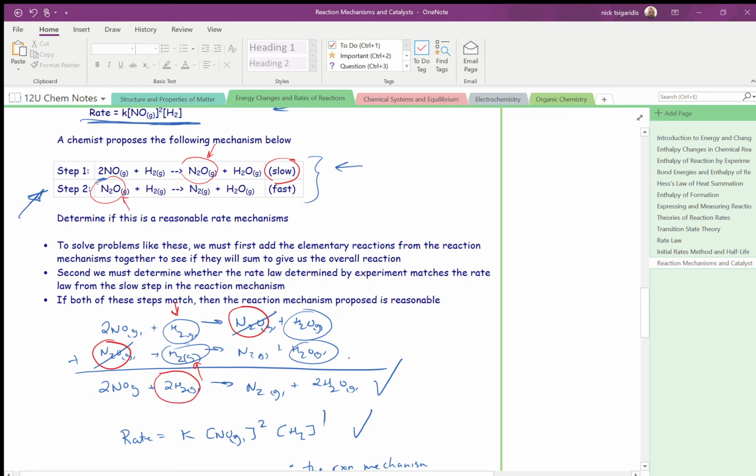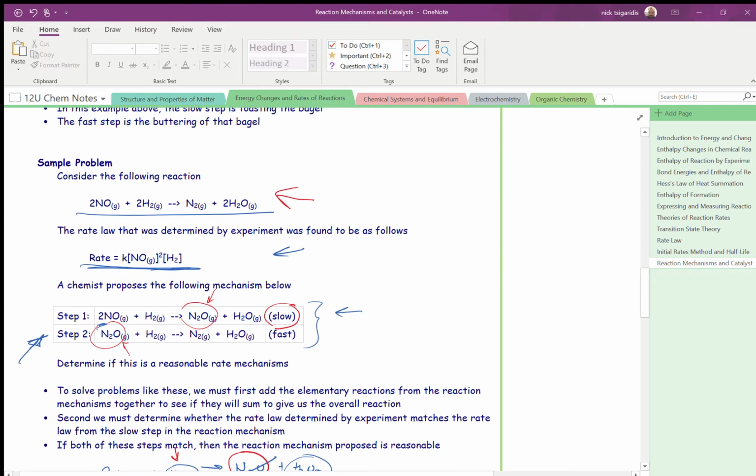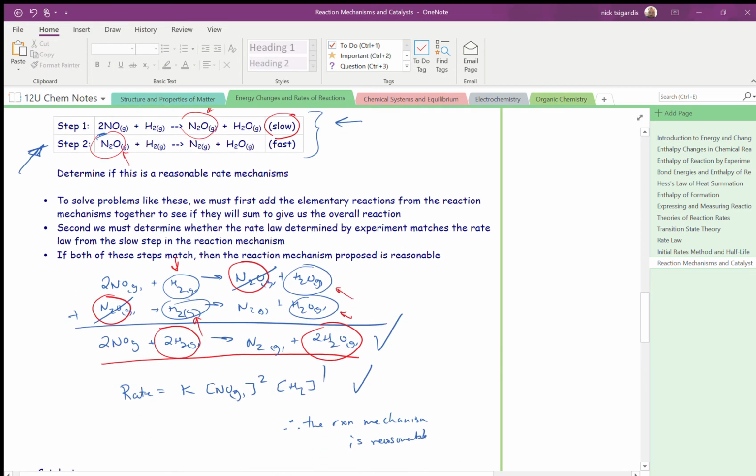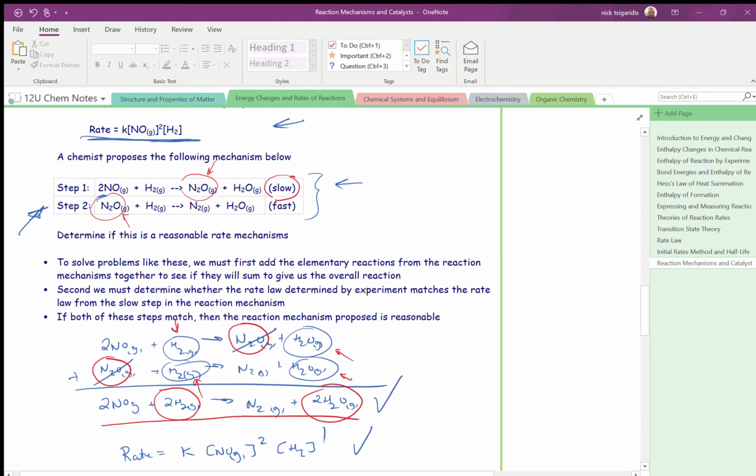Same thing with the H2Os. We've got an H2O on the right and an H2O on the right. They sum to give us two H2Os. And so ultimately what that produces is the overall reaction as was shown up above here. The rate law, according to the experimental data that we found, was given in this particular case.